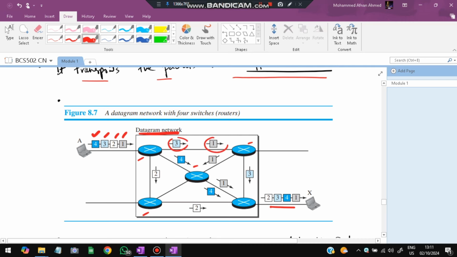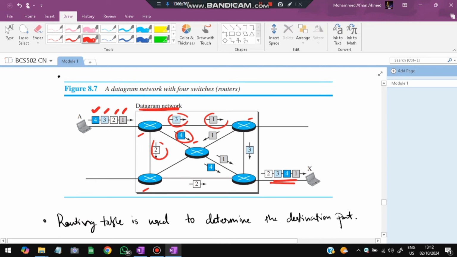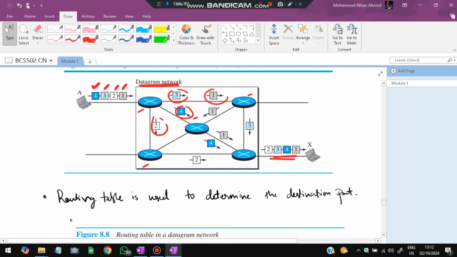See, this is getting 3 and 1 transferred here, 4 is transferred from here, 2 is transferred from here, and eventually everyone reaches here. Okay, so this is the datagram network, and the transfer is faster because multiple routes are being used.